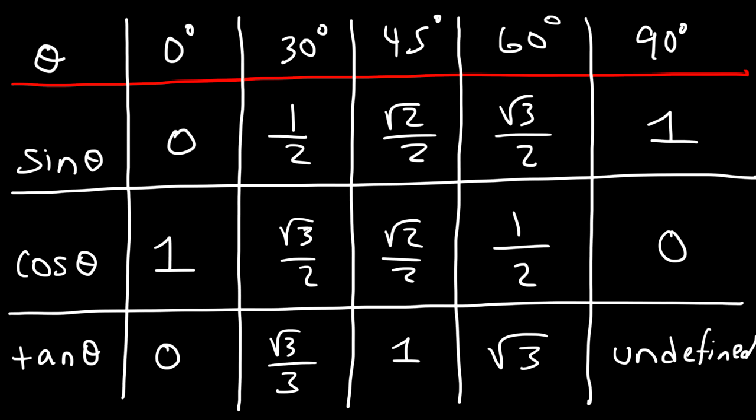Tan 89.9 is a large number. Let me make sure my calculator is in degree mode. Tan 89.9 is like 573, if you round it to the nearest whole number. Tan 89.99 is like 5,730. And so as you get closer to 90, it goes to infinity. So if you type in tan 90, your calculator will give you an error.